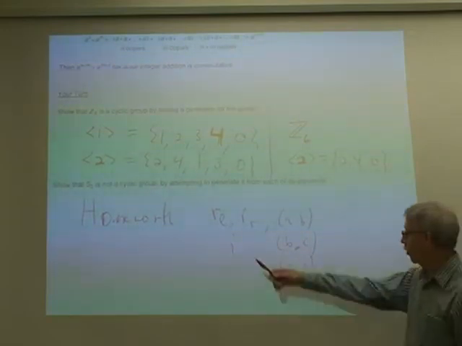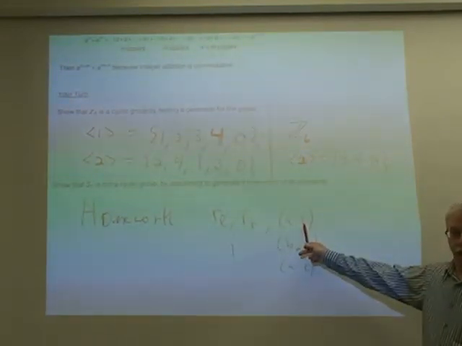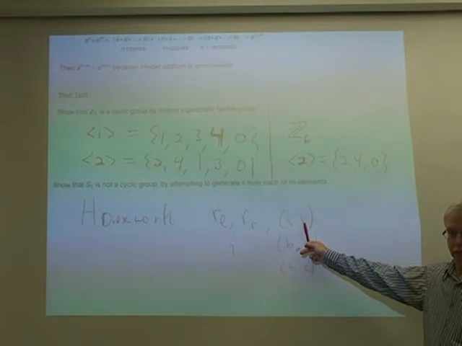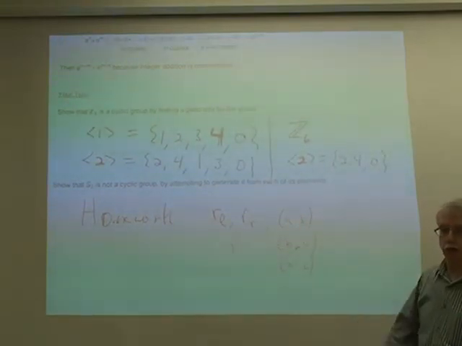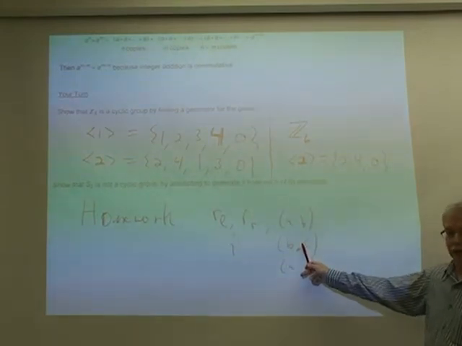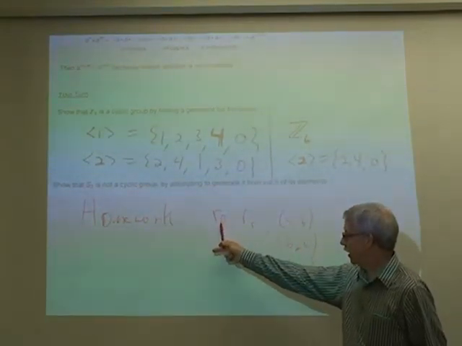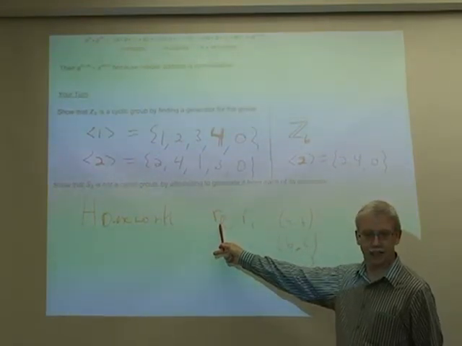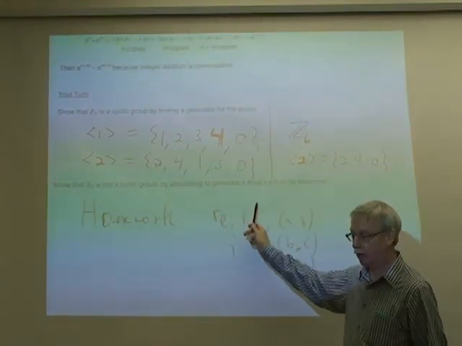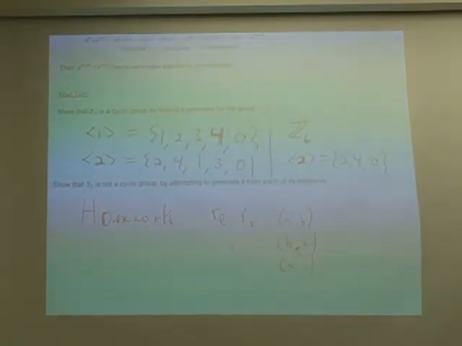So just do all the powers. Well, we already know the answer, right? Why? If I square that, what do I get? The 2 cycle. What do I get if I square it? Identity. If I cube that, identity. I never get the whole group out of this, right? It's kind of done.